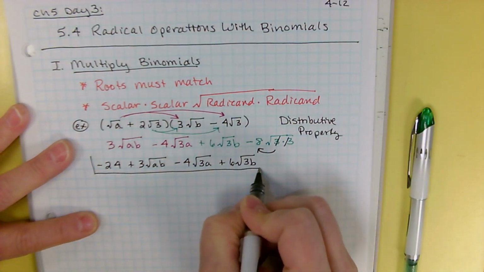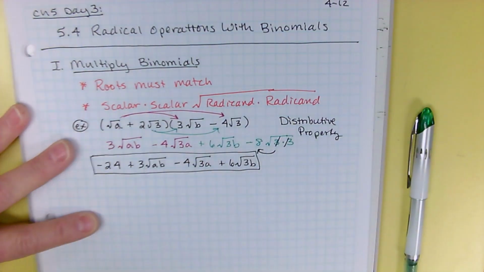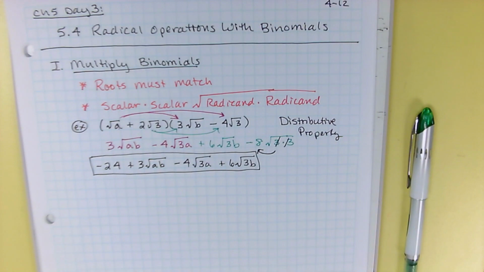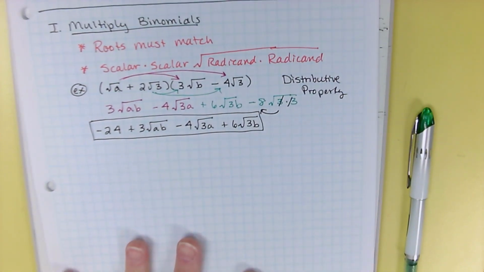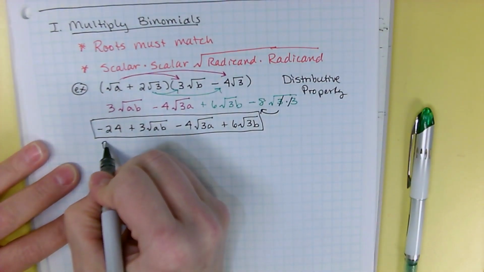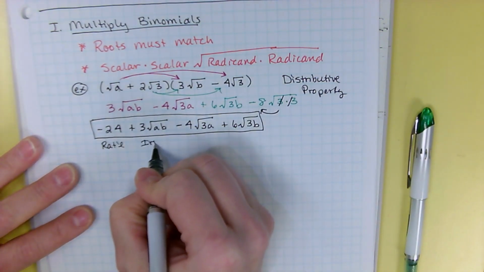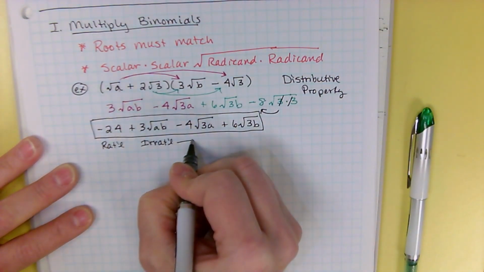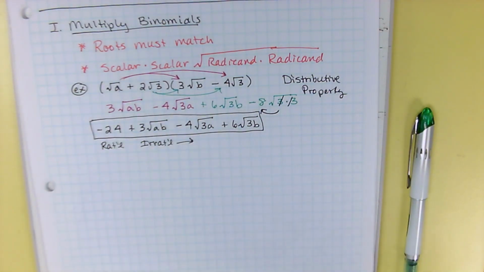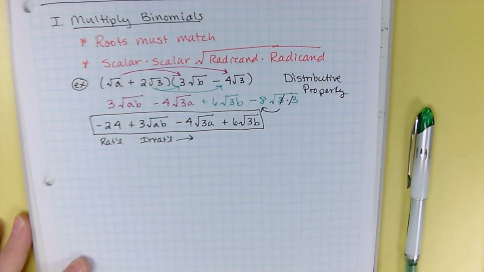Most of the time when you're multiplying binomials with radicals, you're going to end up with 4 terms. Vast majority of the time. So again, you put the rational terms first, and then the irrational terms after that. Irrational is any term that has a radical, because if it's trapped in the radical, it's going to come out as a non-repeating, non-terminating decimal.